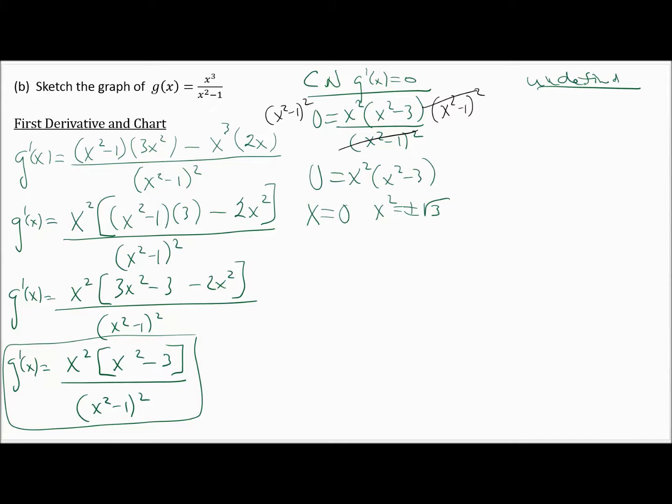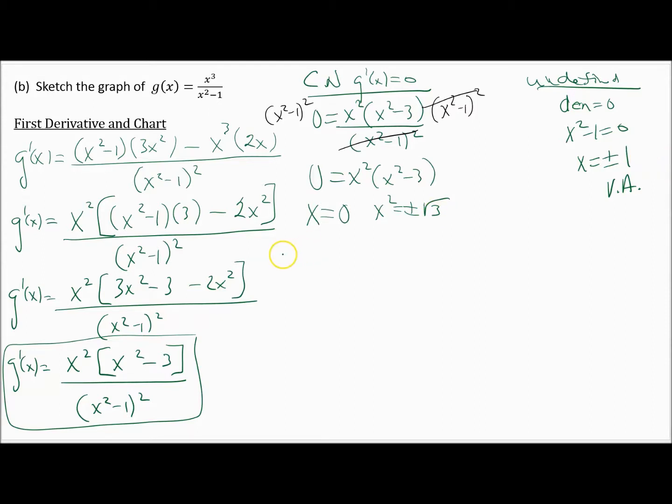Now where's this thing undefined? Well, where the denominator is equal to 0, and you know where that is. That says x equals plus or minus 1. Those are our vertical asymptotes. They don't really count as critical numbers, but they still have to go on our chart because the function is undefined there. So let's do our chart. And it's kind of big because I've got a lot of values I need to take out. Look, we got 0, negative square root of 3, positive square root of 3, negative 1, positive 1.